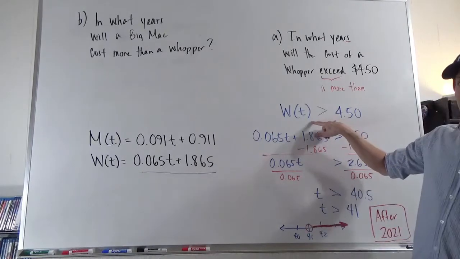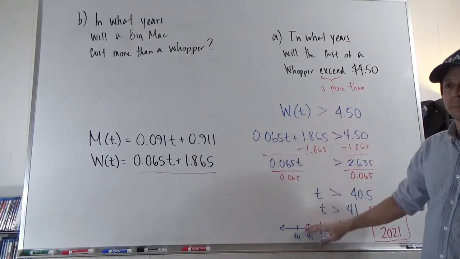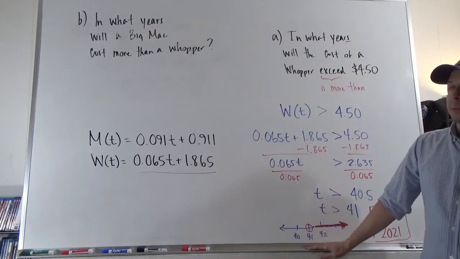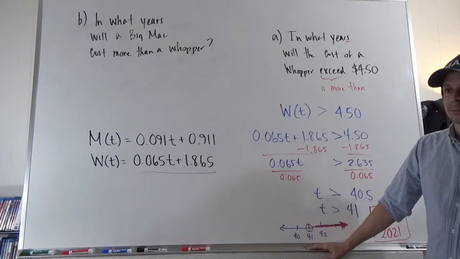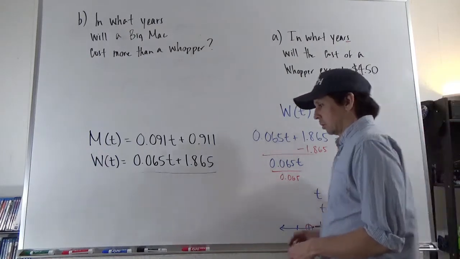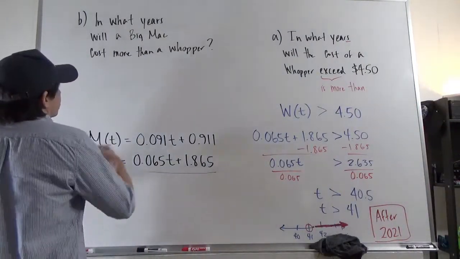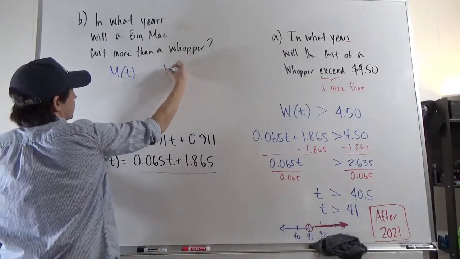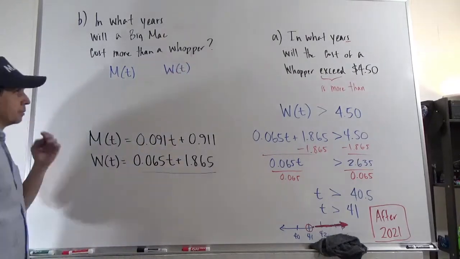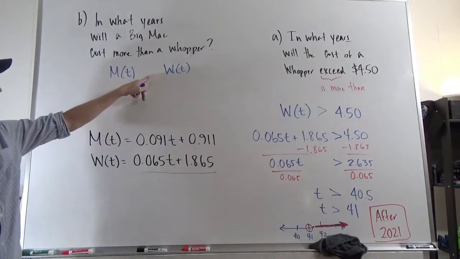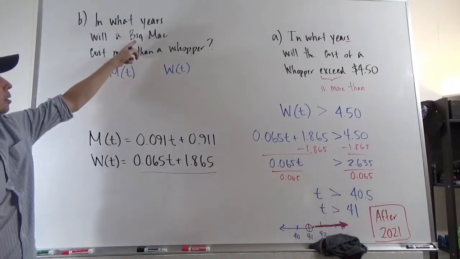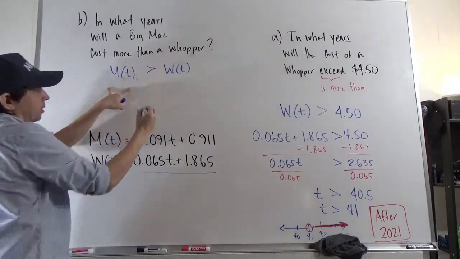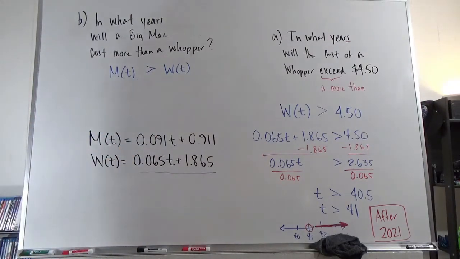Similar to this, but not 450. W of t and M of t, with some symbol between them representing the idea that the Big Mac costs more than a Whopper. I'm going to start. It doesn't matter which one I put first. I'll put M first, but what matters is getting it right. I want the Big Mac to be higher in cost than a Whopper. That's our inequality.